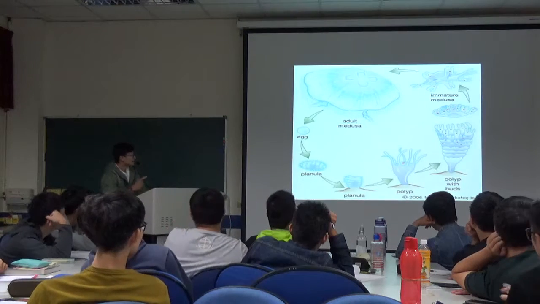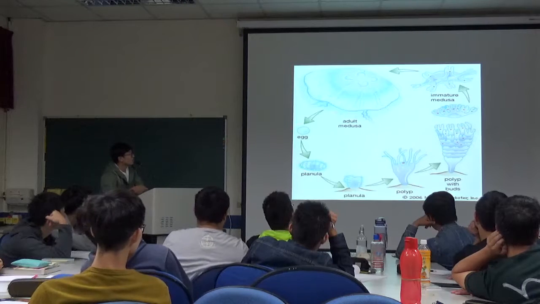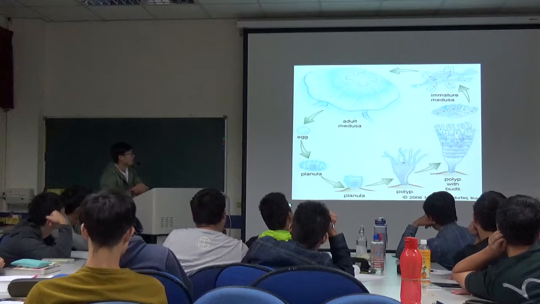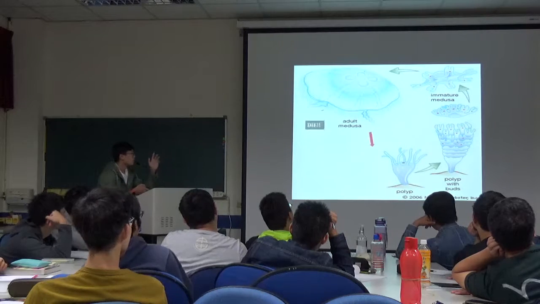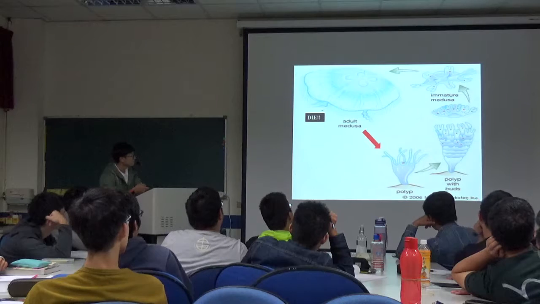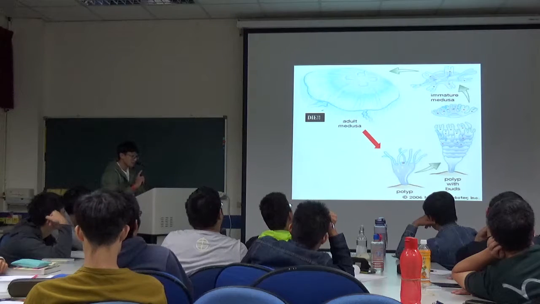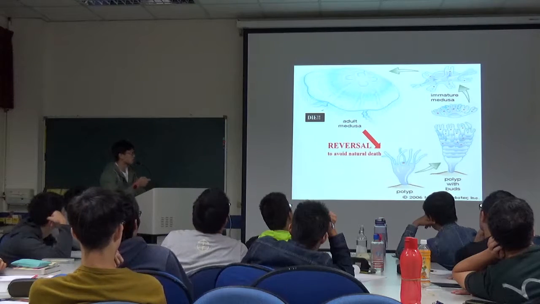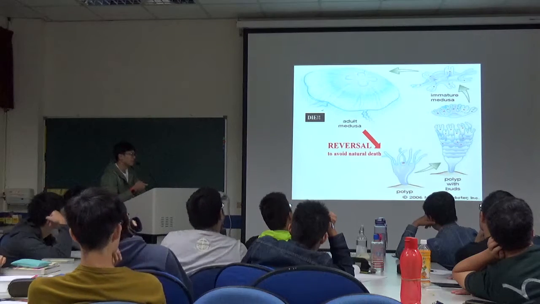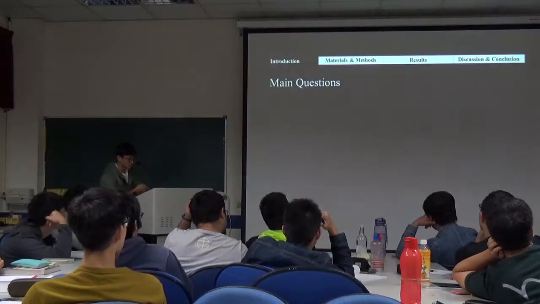Here is a normal medusa's life cycle. And T can, when they get old, directly turn into a polyp to avoid natural death. Because it's a change from old to young, we call it reversal. And this is what we want to study.